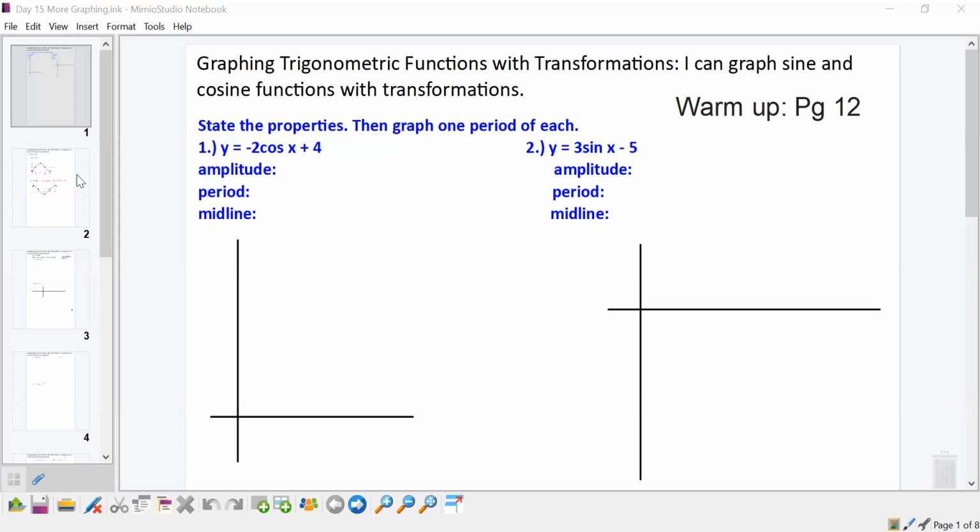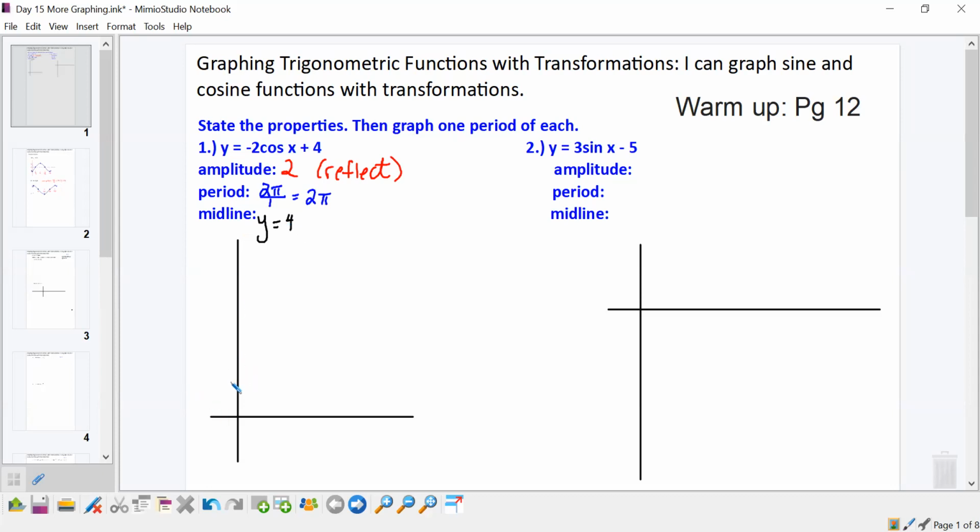The amplitude in number 1 is 2. The negative means reflection. We're not going to include that when we just talk about the amplitude value. The period is 2 pi divided by the b value, which is 1, so that's 2 pi. And the midline is y equals 4, which is that vertical slide up 4.